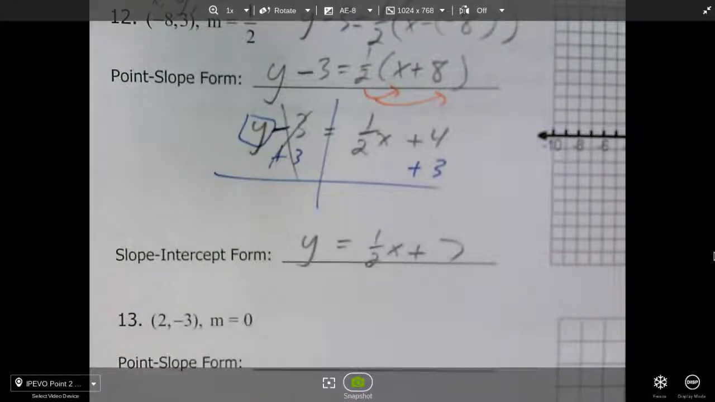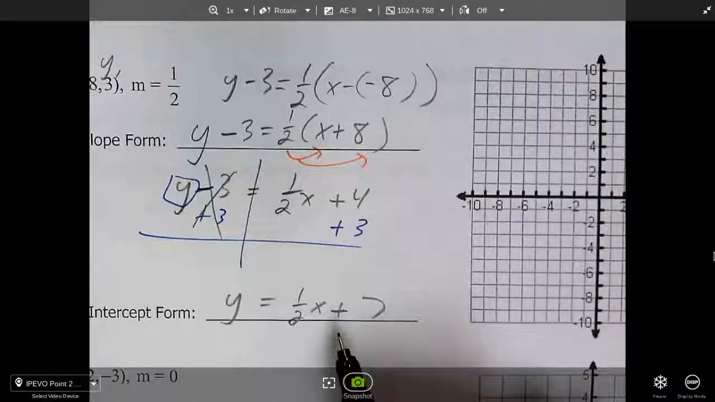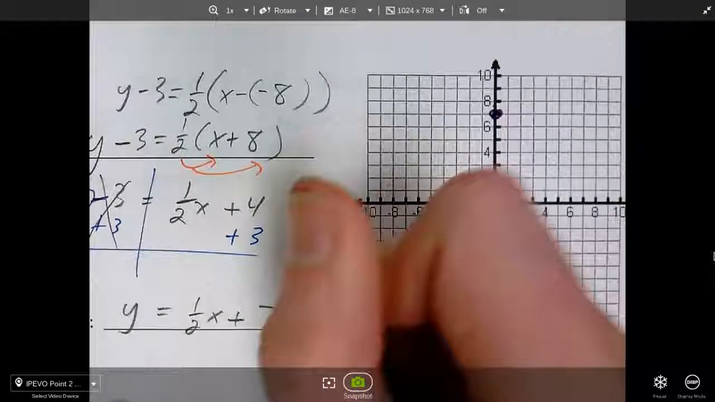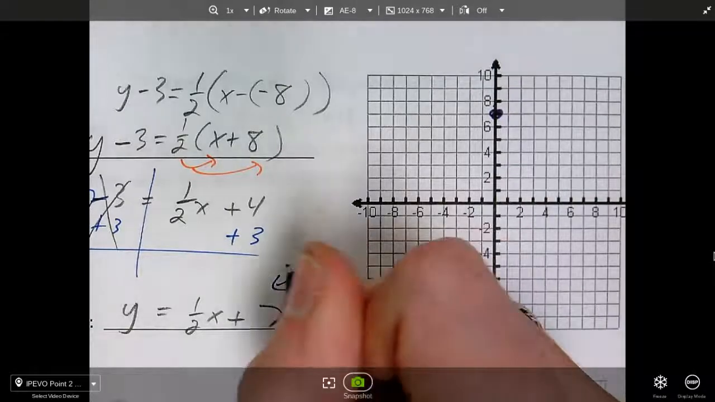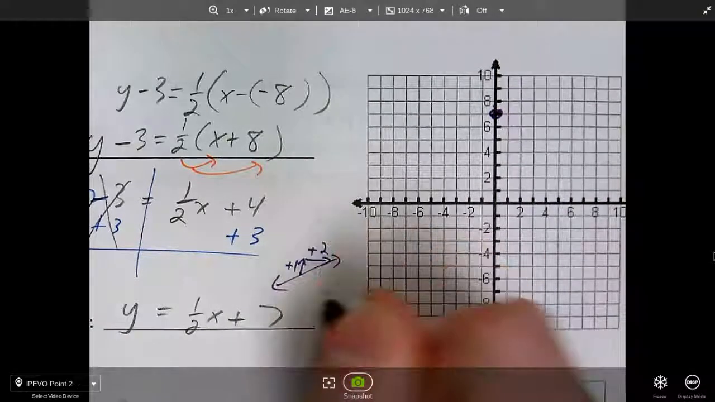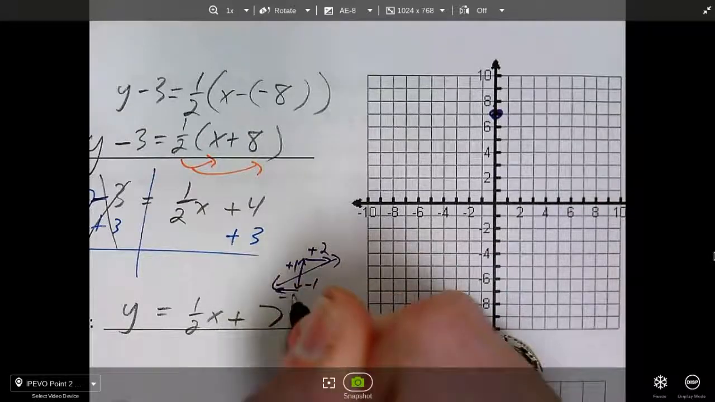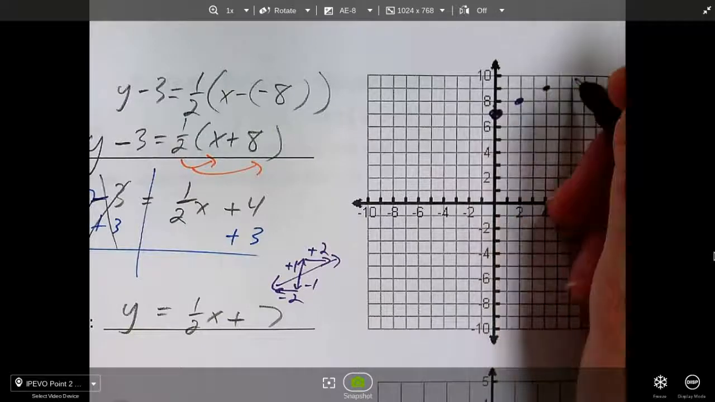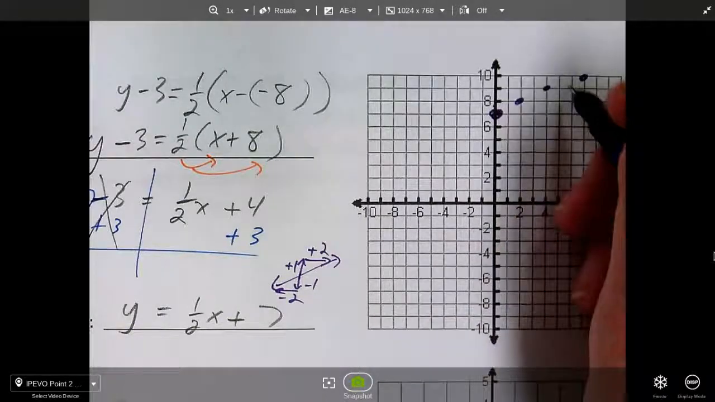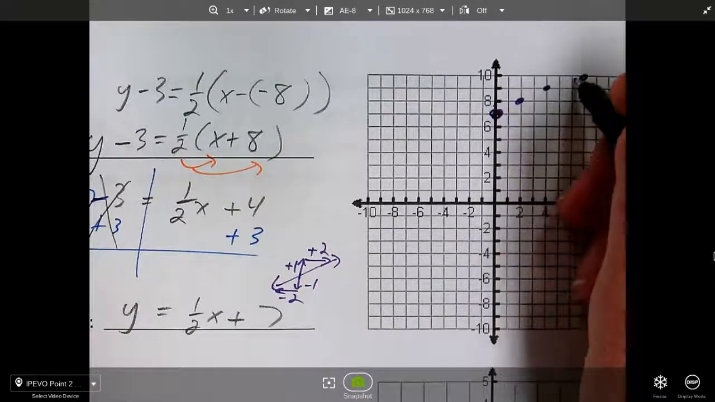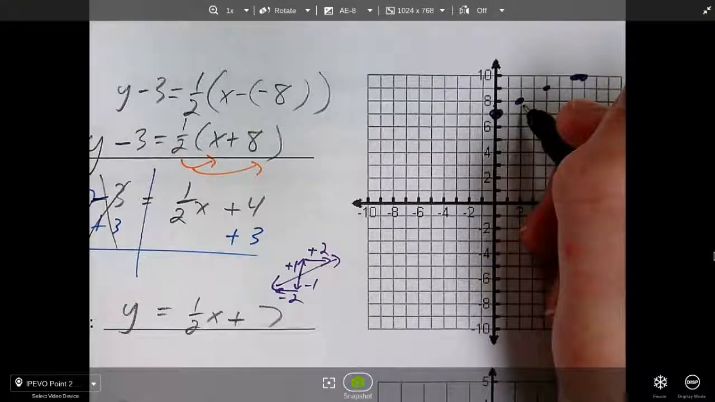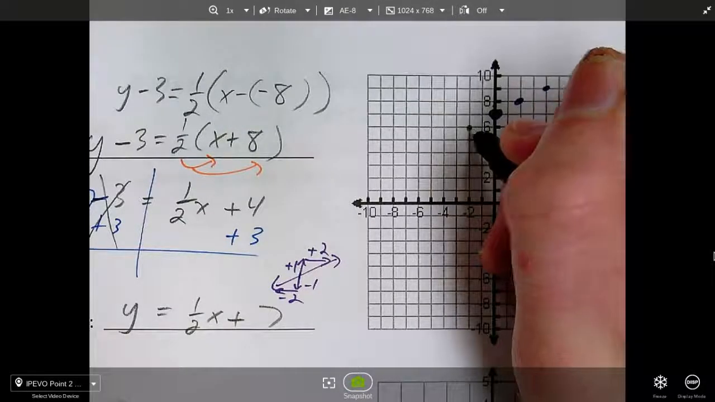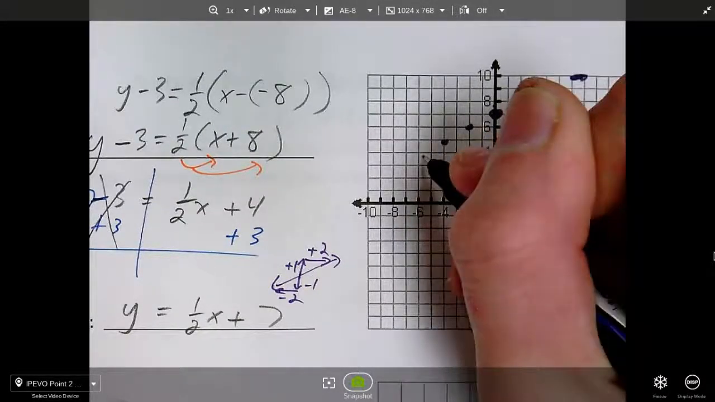All right, so we'll plot this. We'll start at 0, 7. Now the slope is 1/2, which means it goes up 1 and to the right 2, or down 1 to the left 2. Up 1 and over 2, up 1 and over 2. Not to be confused with 2 over 1. Or down 1 to the left 2.